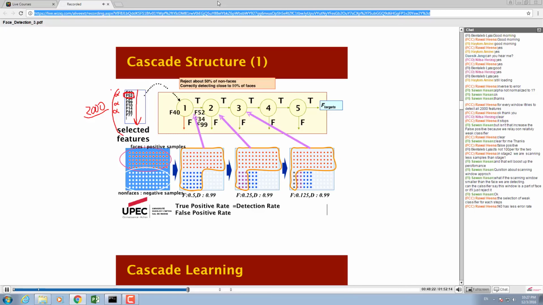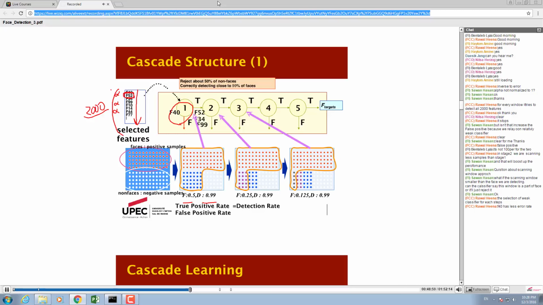F1, F40 has less error rates. Then now from these selected and sorted weak classifiers, we can construct every stage. So for example, in stage 1, to achieve this goal of 99% true positive rate and 50% false positive rate, what we can do is just apply this F40.